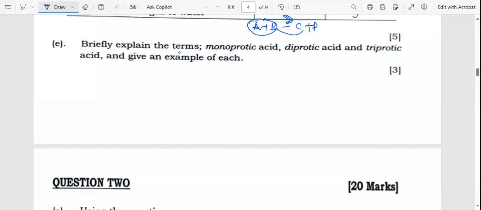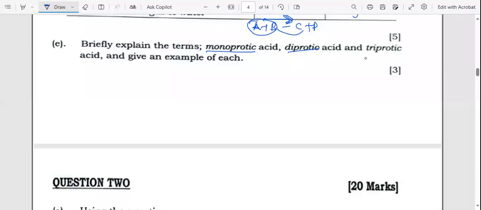Okay, briefly explain the terms monoprotic, diprotic, and triprotic acids and give examples. So, a monoprotic acid is an acid that donates one proton, one proton or hydrogen ion. That's what I mean when we say proton. We mean this guy, that's a proton, an ion, here in chemistry.